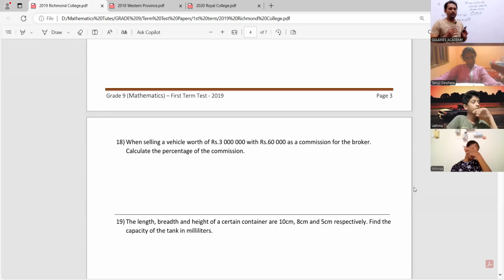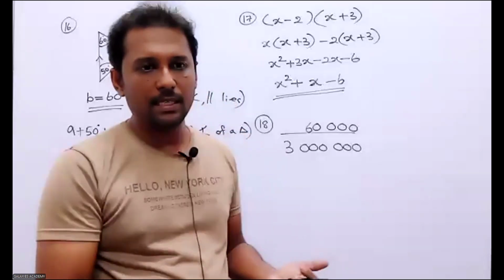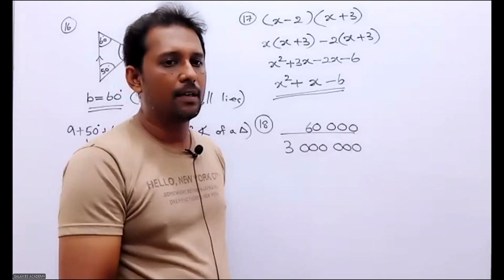How can you find the commission percentage? First, you have to write the fraction. The denominator, the lower value, should be the selling price of the item. The selling price is 3 million. The numerator should be the commission value, brokerage, 60,000. Right? After you write the fraction, you have to convert into percentage. How can you convert into percentage? You have to multiply by 100%.